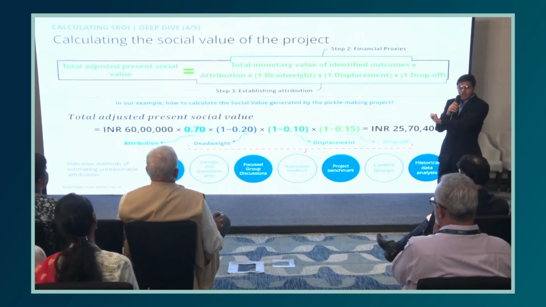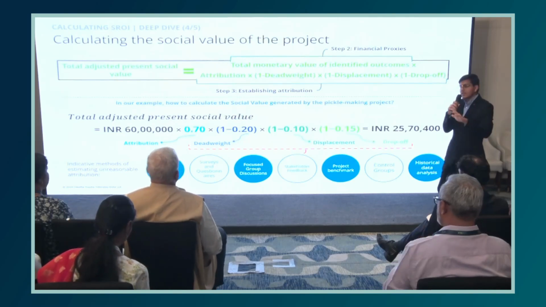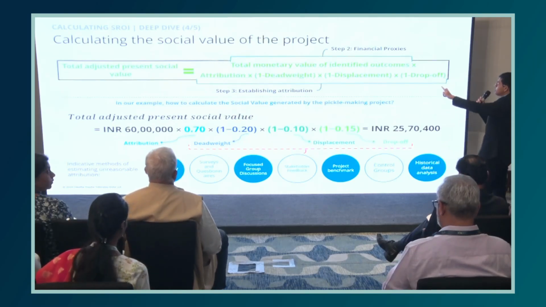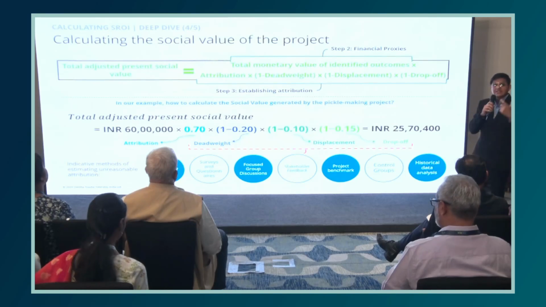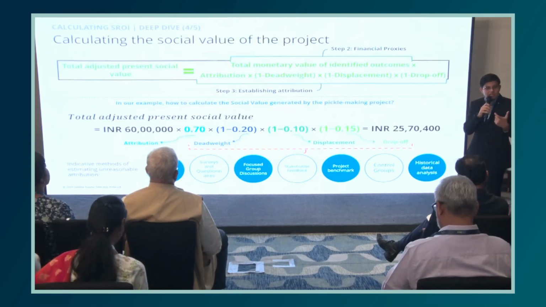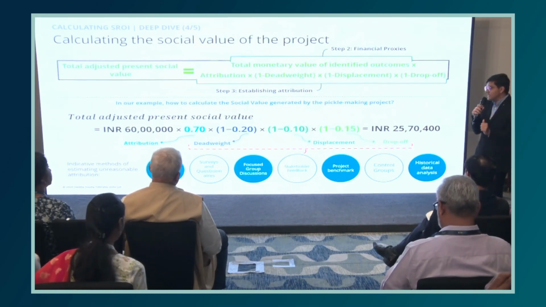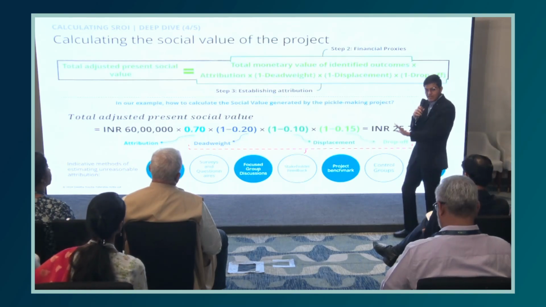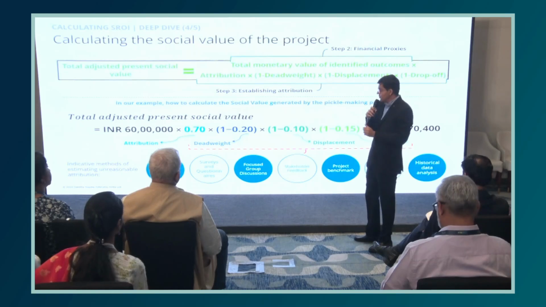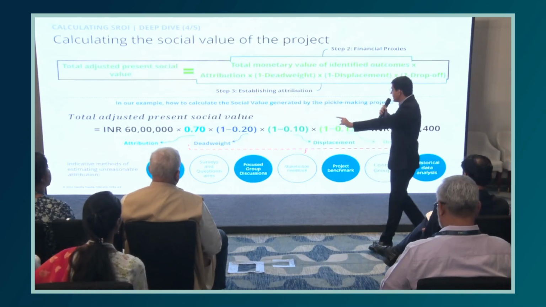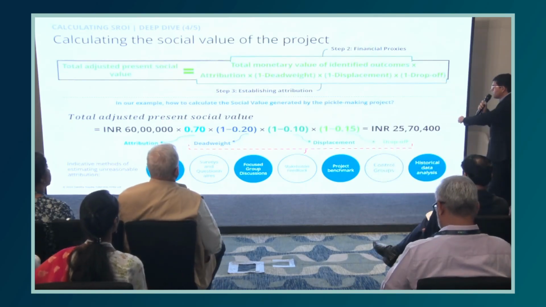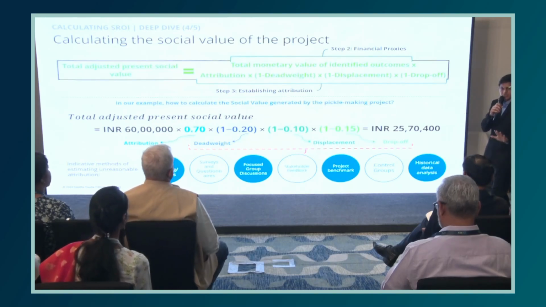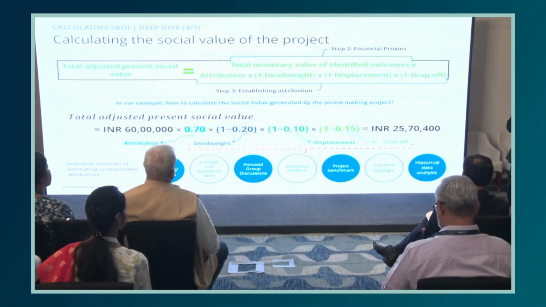And now we get together all the moving parts that we have looked at in the earlier slides. So total monetary value of identified outcomes is the 60 lakh rupees that we looked at, the financial proxy, which is multiplied by attribution. I know it's getting a bit technical. Please bear with me. Everything will be clear by the next slide. Attribution was 70%. We need to include attribution. So you multiply by 70%. The rest of it in the red bracket is unreasonable attribution. So we have to make sure to remove it.